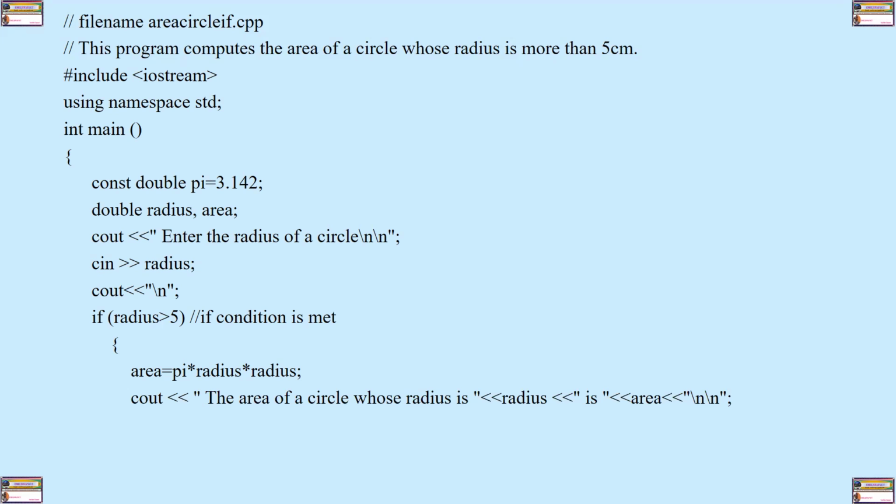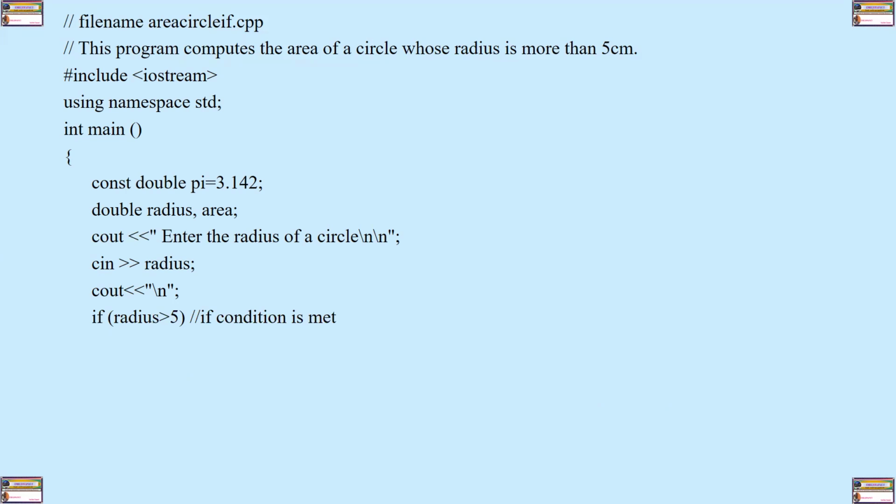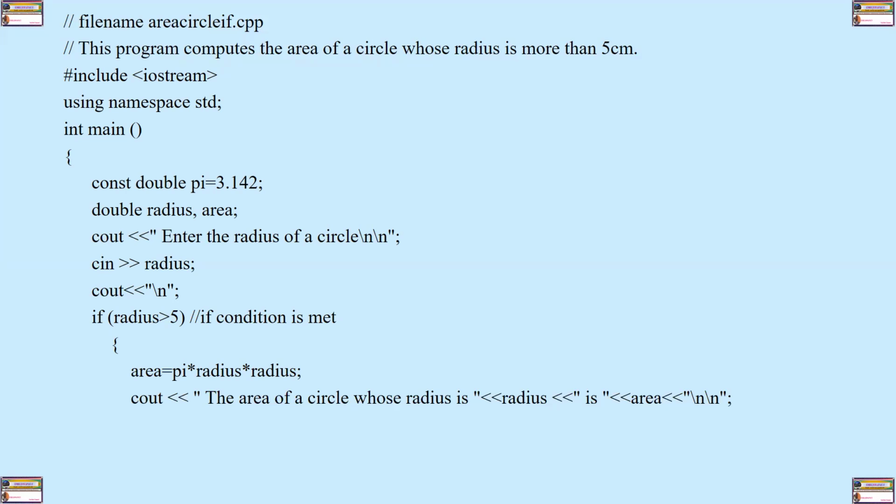Then write out the following statement: the area of a circle whose radius is whatever has been entered as radius is whatever is in memory location called area, the results of processing. And then write out a new line. And then if that condition is not true, don't execute what is in the block. So if the radius is not more than 5, this part here will be skipped.